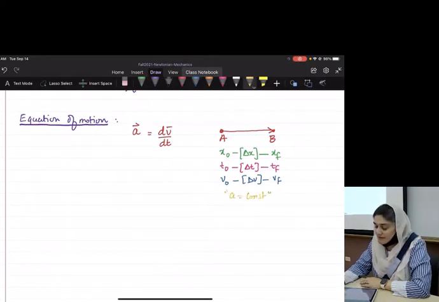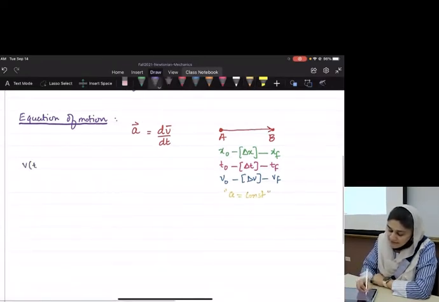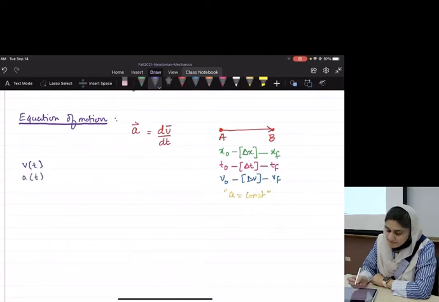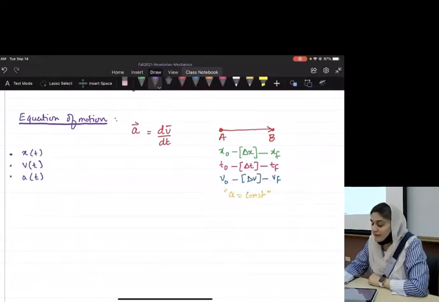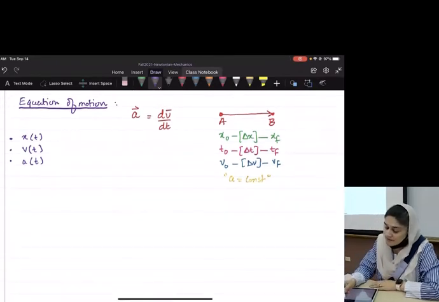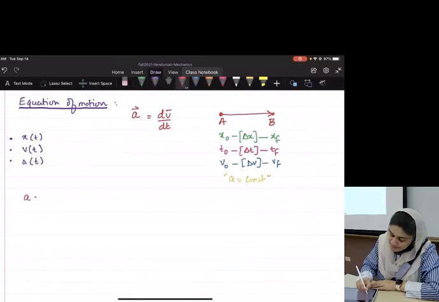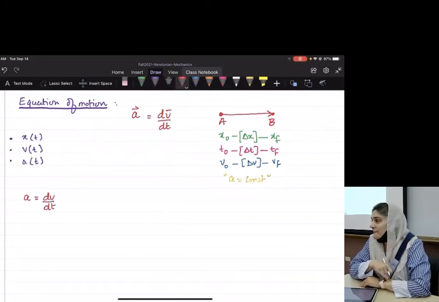So now our task today is to find V as a function of time and A as a function of time and X as a function of time. We have to set up equations that do that. And the way we're going to do it is by knowing just a very simple A equals dV over dt and doing a bit of calculus. Everybody okay?